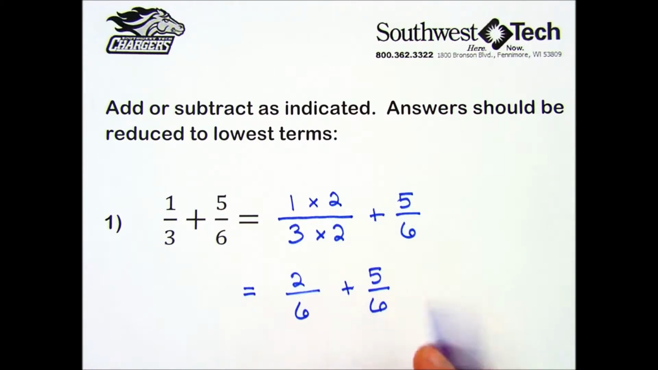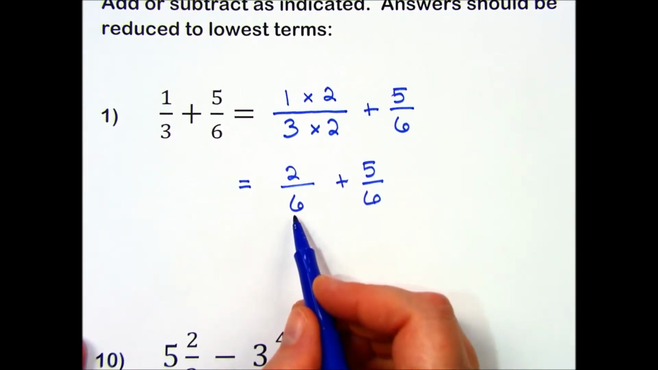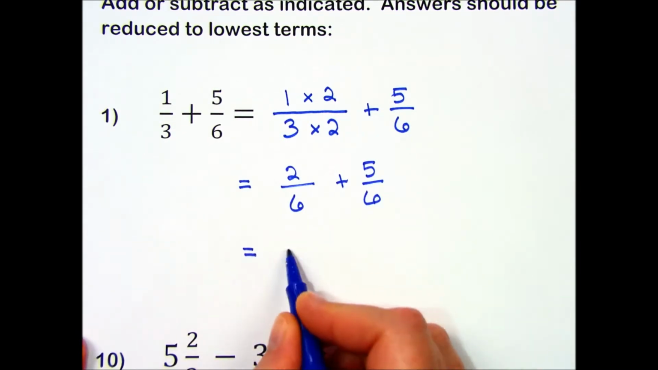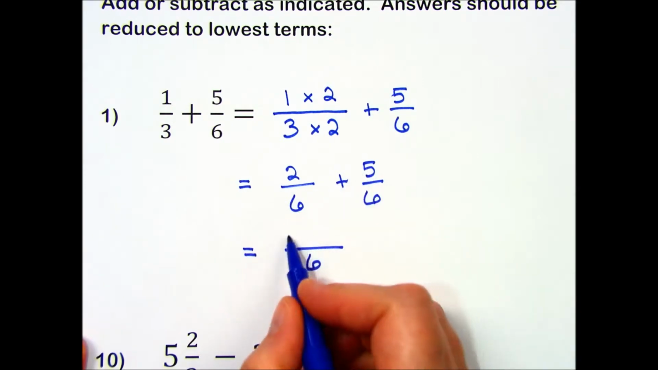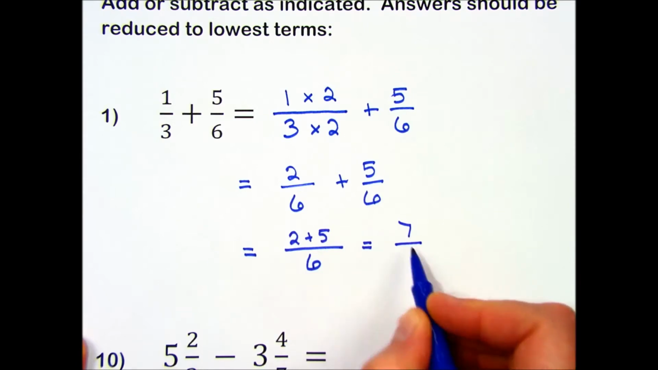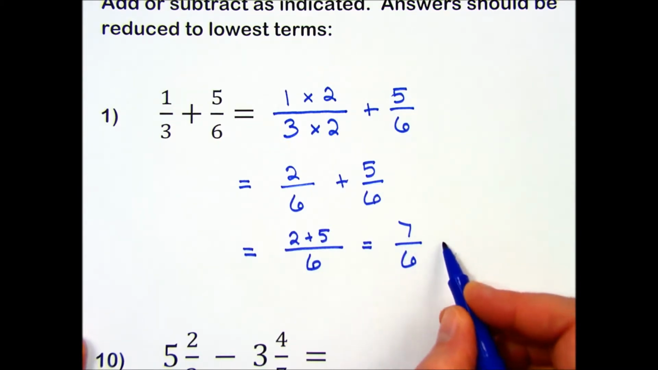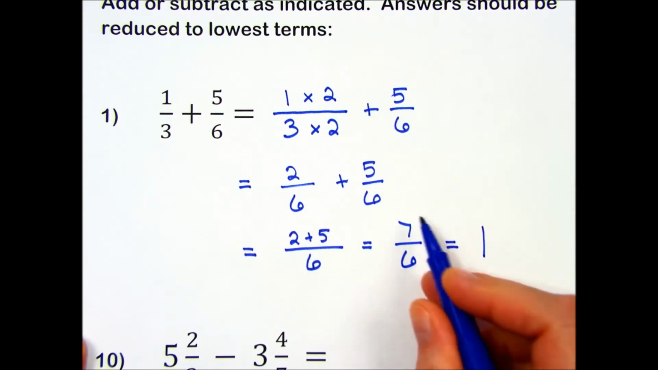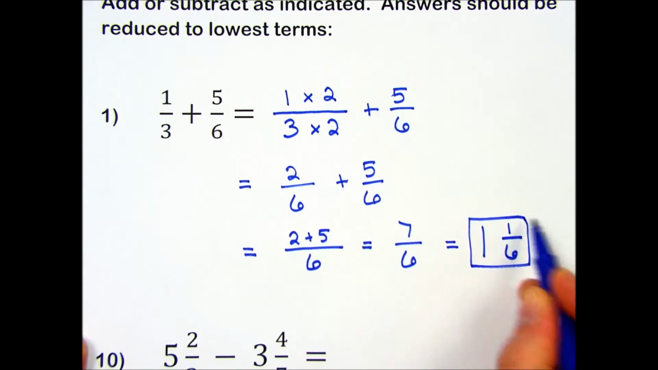And then to perform the addition, I notice that I have common or the same denominators, so I use that 6 as is and I add the numerators. 2 plus 5 equals 7. 7/6 is an improper answer, and it's preferred to use a mixed number in this case. 6 goes into 7 at most once with the remainder of 1. So my answer is 1 and 1/6.